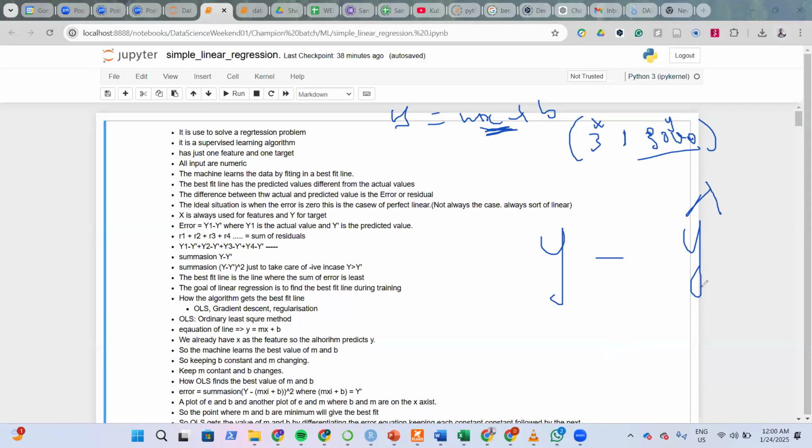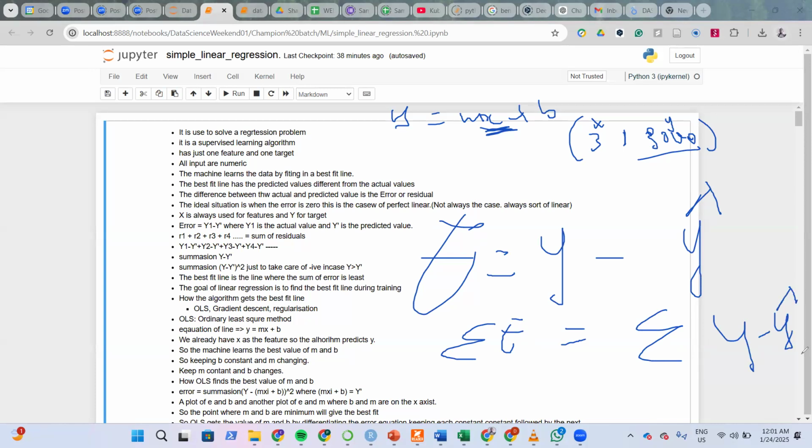So y bar will be the predicted value, while y is the original, so my error function is equal to y minus y bar. Remember your target is the salary. You are using GPA to predict salary. So you take the original salary value minus the predicted salary value to get the error. So the sum of error is equal to the sum of y minus y bar, because if you are summing your error, that means you're summing y minus y bar.